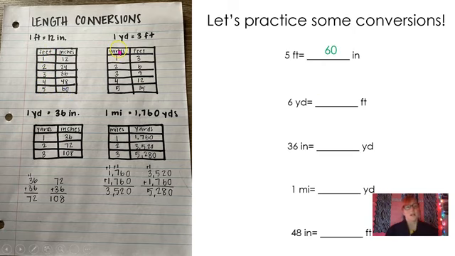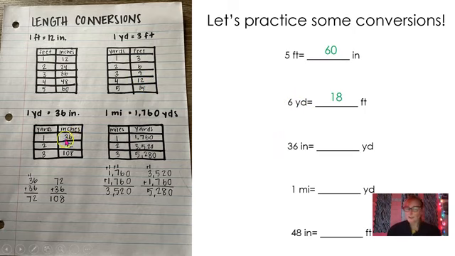Awesome. Next, I have 6 yards. Well, I don't have how many feet there, but I do see 1, 2, 3, 4, 5. So 6 would be my next number. And I could count 3, 6, 9, 12, 15, and 18 feet equals 6 yards.